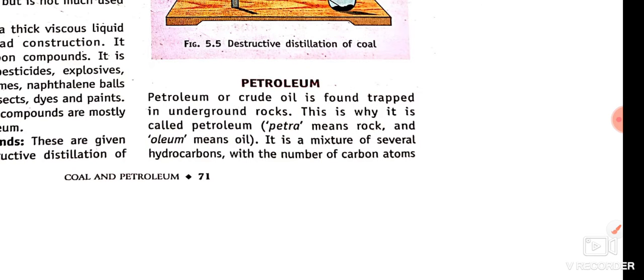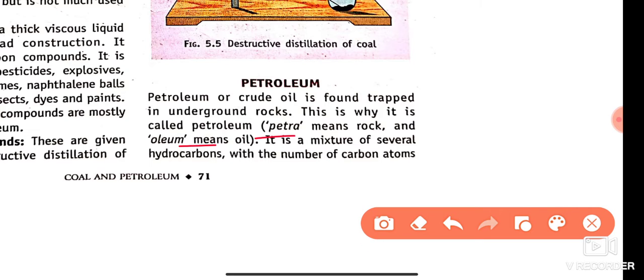Next is petroleum. Petroleum or crude oil is found trapped in underground rocks. That's why its name comes from petra, meaning rocks, and oleum, meaning oil. That means rock oil. Its other name is rock oil, and it is a mixture of several hydrocarbons.